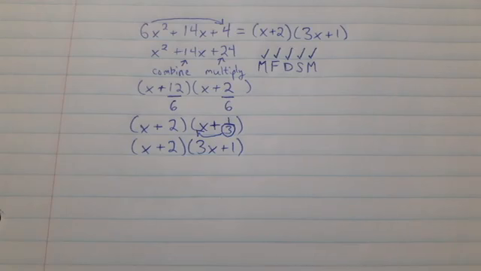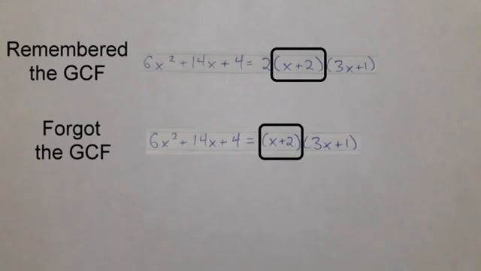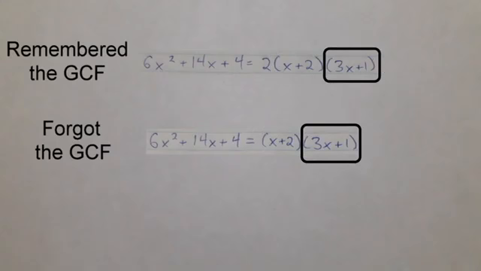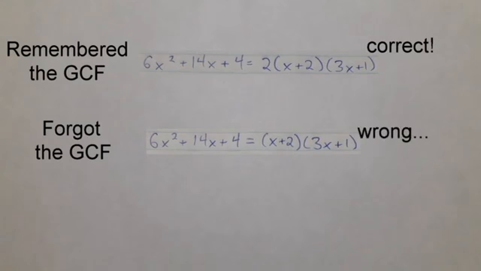Let's look at our two answers together. The answers are almost identical. They both have x plus 2, and they both have 3x plus 1, but only the first answer has the factor of 2. We already checked our first answer, so we know that's correct, which means our second answer must be wrong.